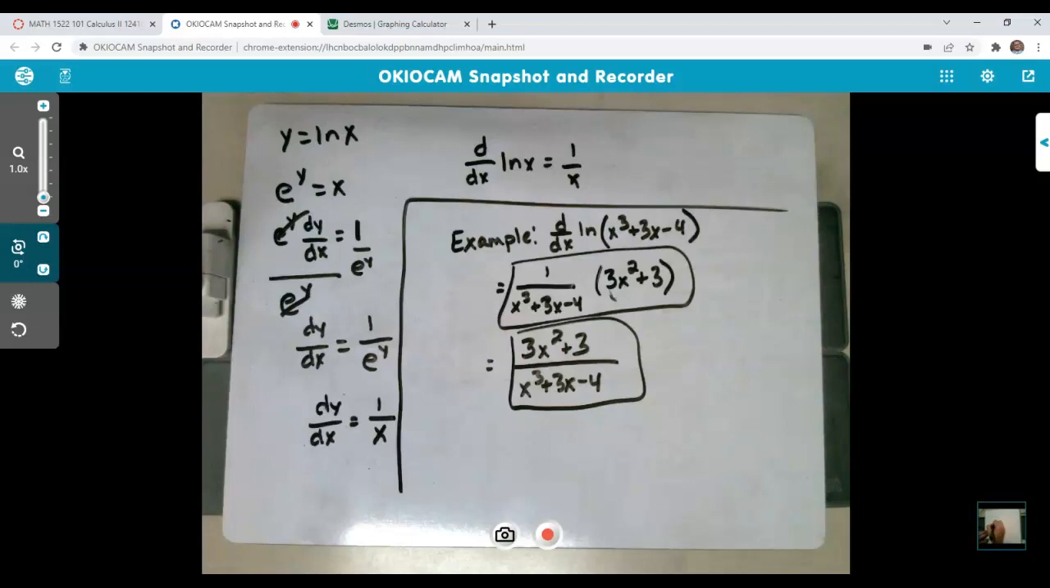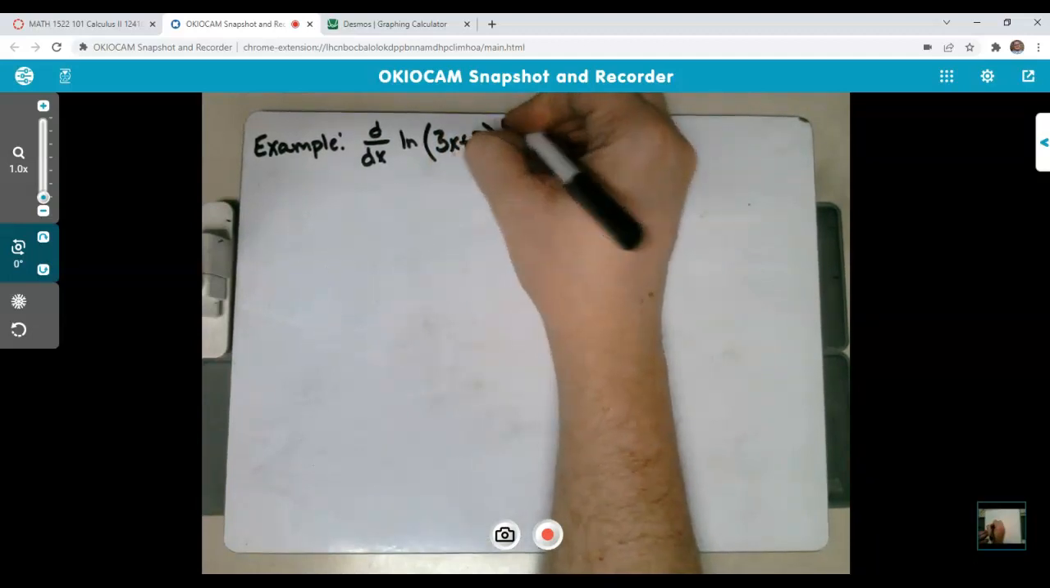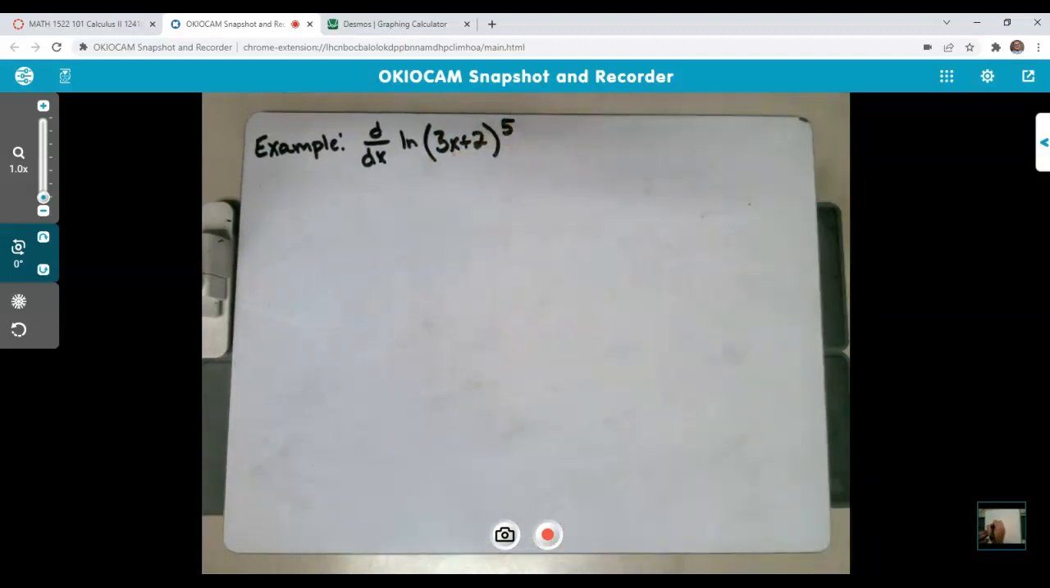Let's find the derivative of the natural log of 3x plus 2 to the 5th. So I want to make a note about the notation here.